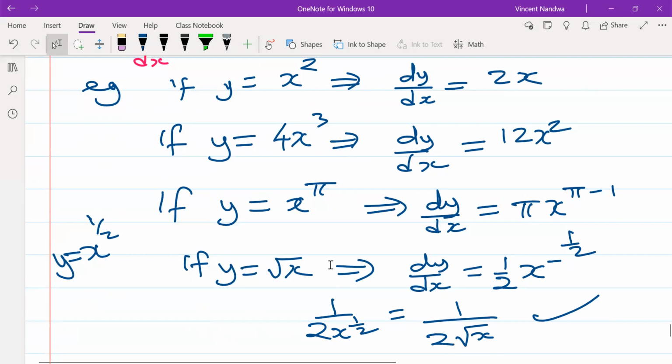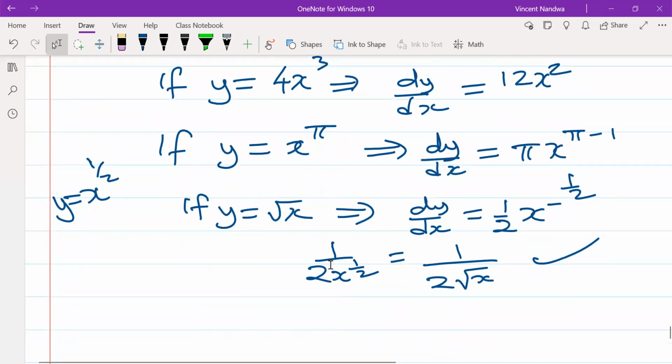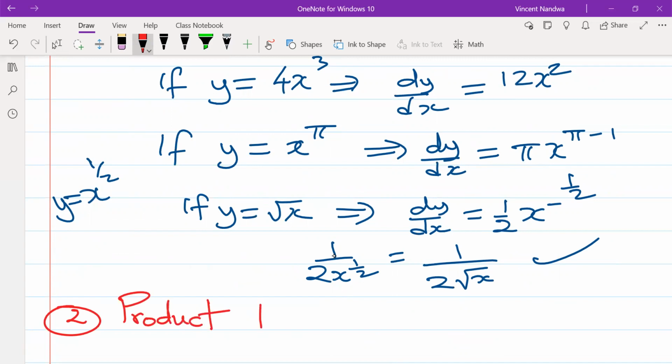So is it hard to apply the power rule? No, we simply drop the power and subtract 1 from the original power. So, product rule is number 3.